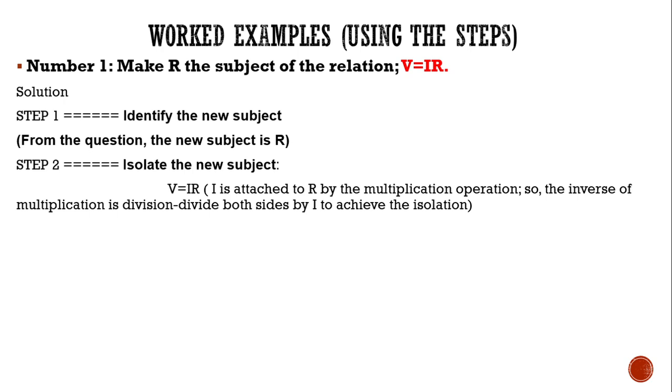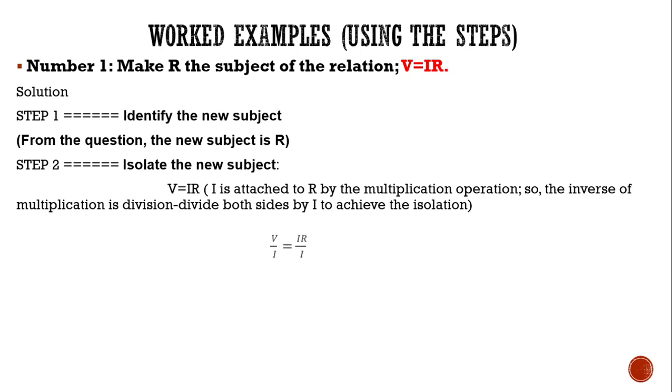So we need to look at it. What is the operation that is attaching I and R together? From here, we see that I is attached to R by the operation multiplication. So for us to isolate it, we have to divide both sides by the inverse of multiplication, which is division. So we divide both sides by that letter which is attached to R, which is I.